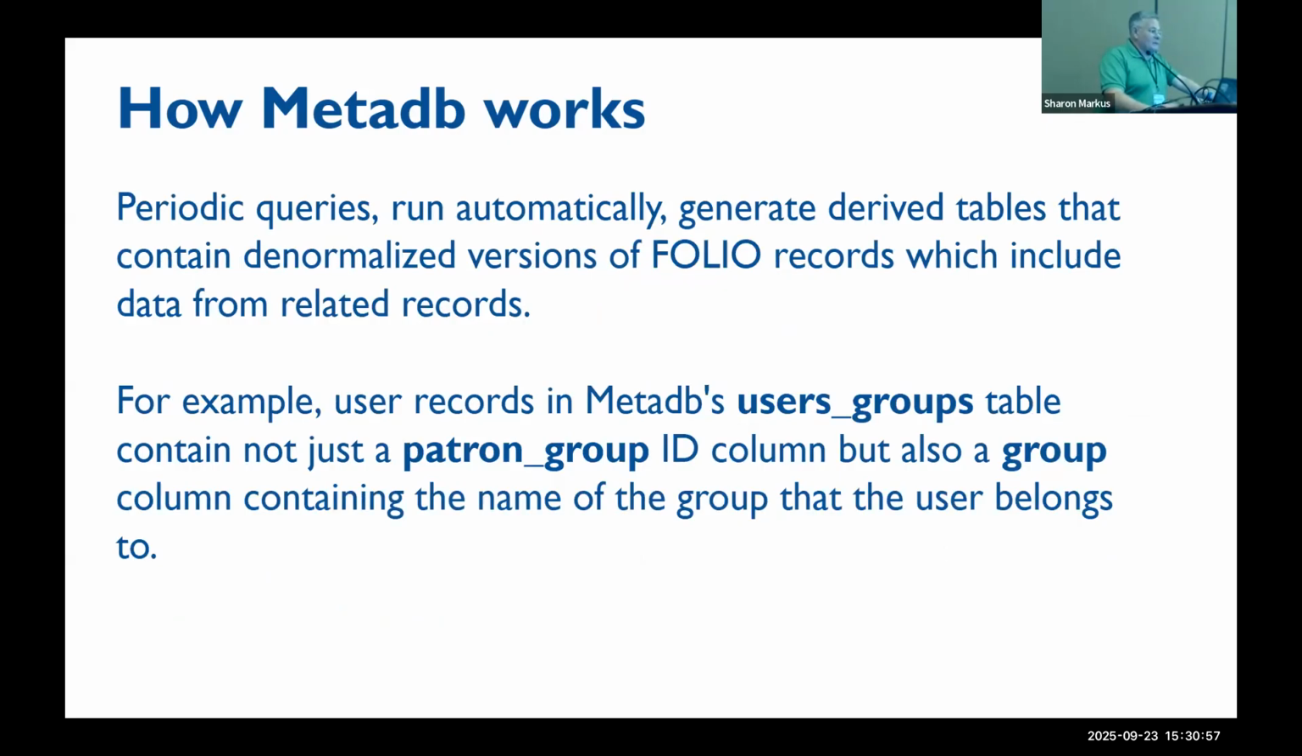And MetaDB basically runs periodic table queries to generate derived tables, which have been created by the reporting SIG to simplify reporting when you have a lot of joins that are common. A good example is the user records in MetaDB's user groups table have the patron group ID, but also a group column containing the name of the group the user belongs to, instead of the UUID, which is what's in the data.